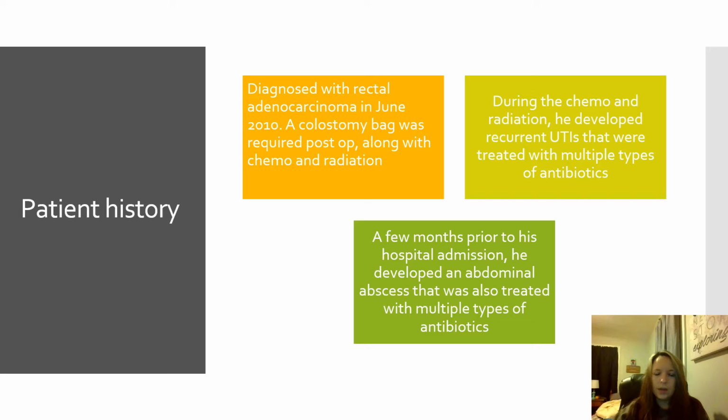Patient history: he was diagnosed with rectal adenocarcinoma in June of 2010. A colostomy bag was required post-op, along with chemo and radiation. During the chemo and radiation, he developed recurrent UTIs that were treated with multiple courses of antibiotics. A few months prior to his hospital admission, he developed an abdominal abscess that was also treated with multiple types of antibiotics.